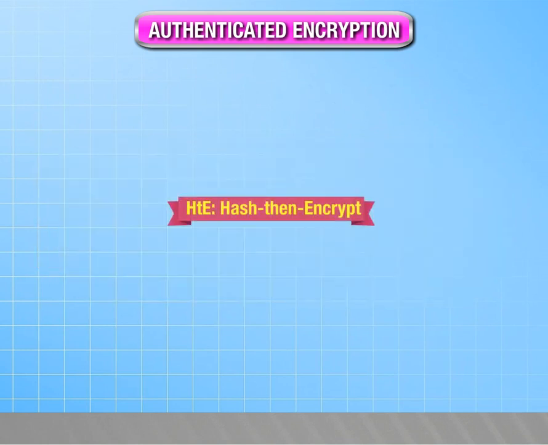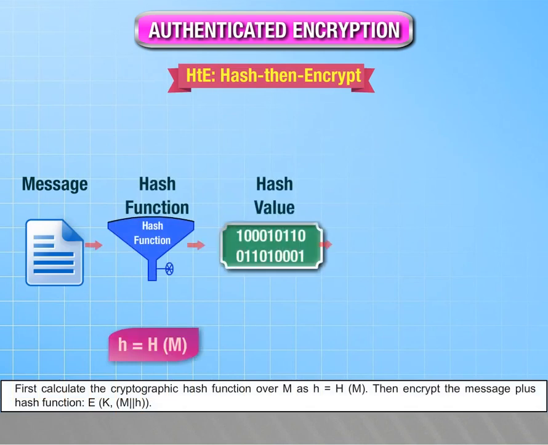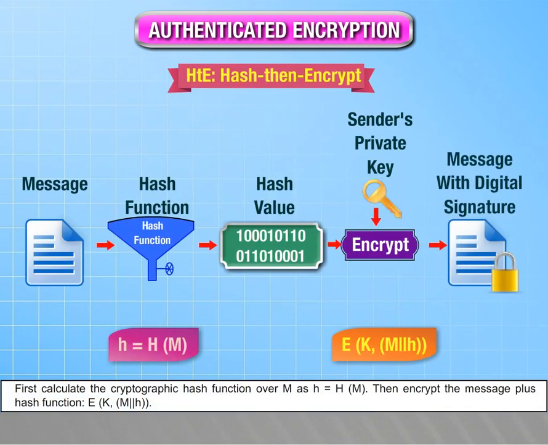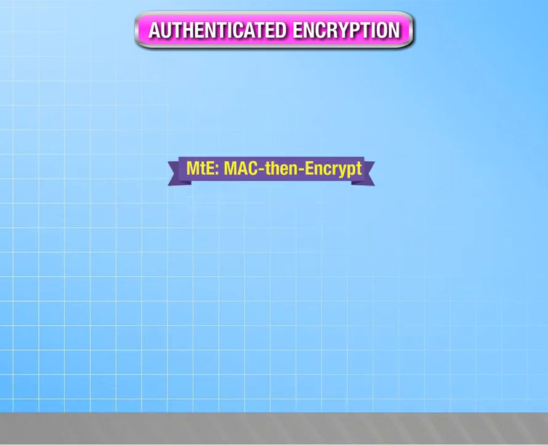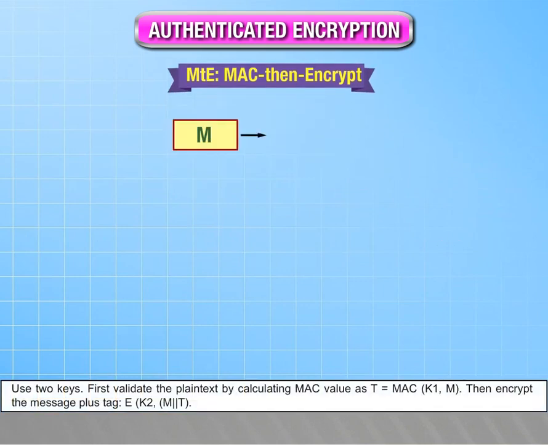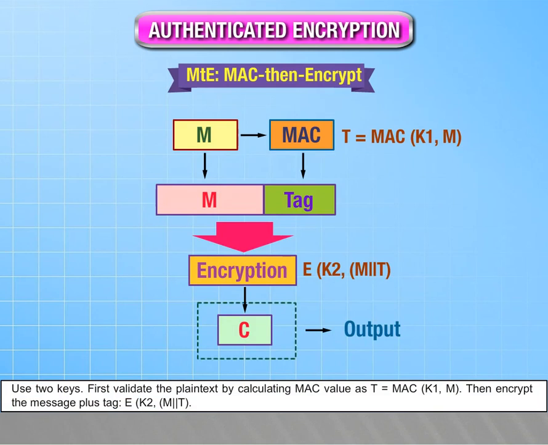HTE, hash then encrypt. First, calculate the cryptographic hash function over M as h = H(M). Then encrypt the message plus hash, E(K, M || h). MTE, MAC then encrypt. Use two keys. First, validate the plaintext by calculating the MAC value as t = MAC(k1, M). Then encrypt the message plus tag, E(k2, M || t).